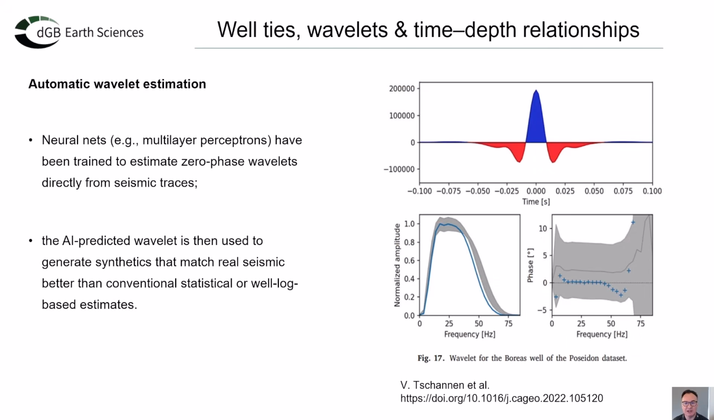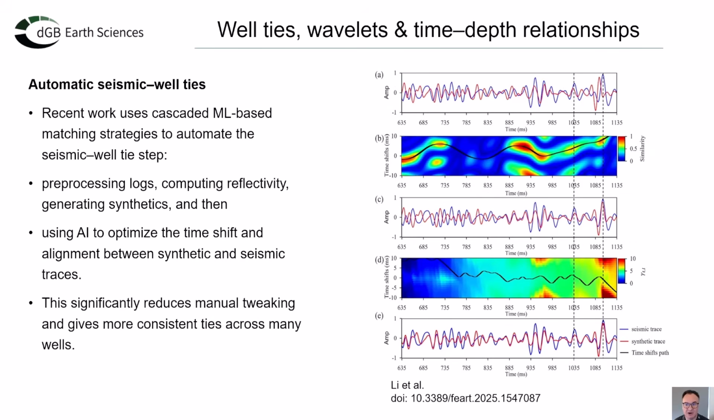Then when we move on to well ties, wavelets, and time depth relationships, there are workflows in machine learning that allow for automatic wavelet estimation. We do not have those currently inside of OpendTect, but it's an active area of interest and development. And so, various authors have used neural nets, multi-layer perceptrons, to train and estimate zero-phase wavelets that can then be used to generate synthetics and match seismic better than conventional well logs or well-based estimates. There are completely automated seismic well ties.